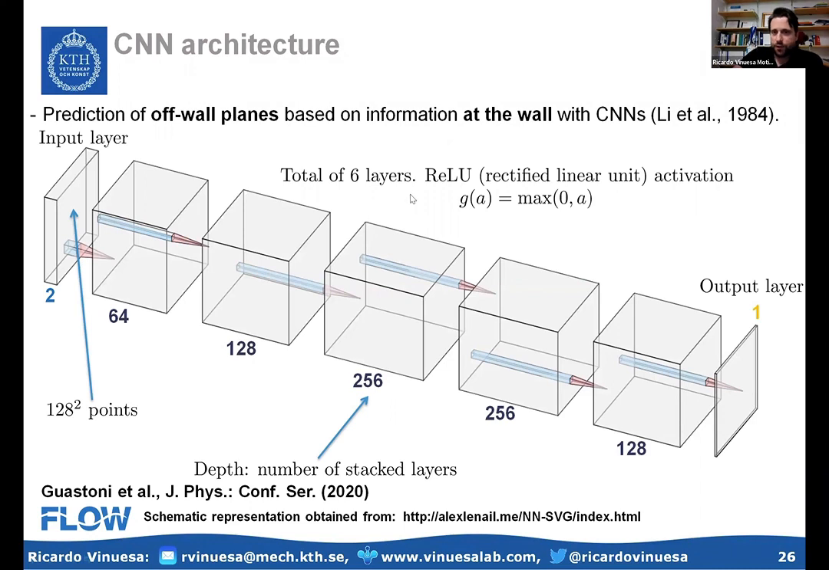We use the ReLU as an activation function. You can see the size of the input is 128 square grid points. So that's really the amount of grid points that we're using in this low Reynolds number case. And this number indicates the number of stack layers, so the number of filters that are being applied in each of these layers, and they are stored as feature maps that are going to be used for the prediction of the next layer.